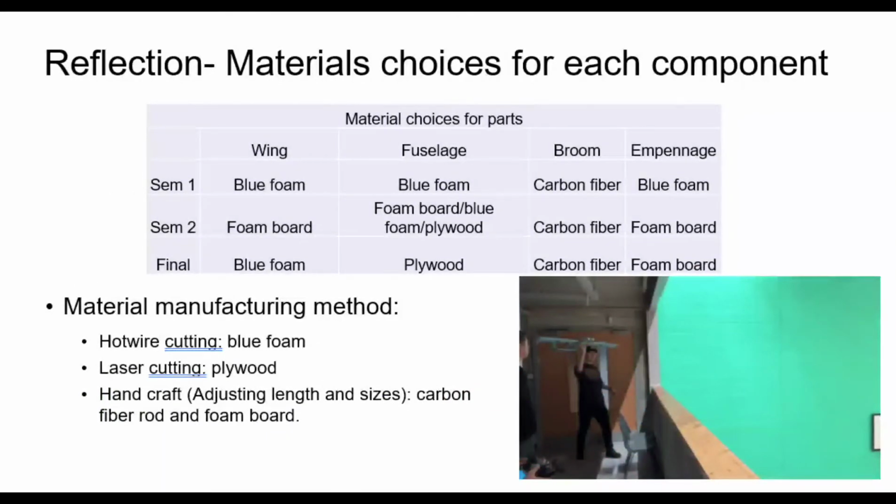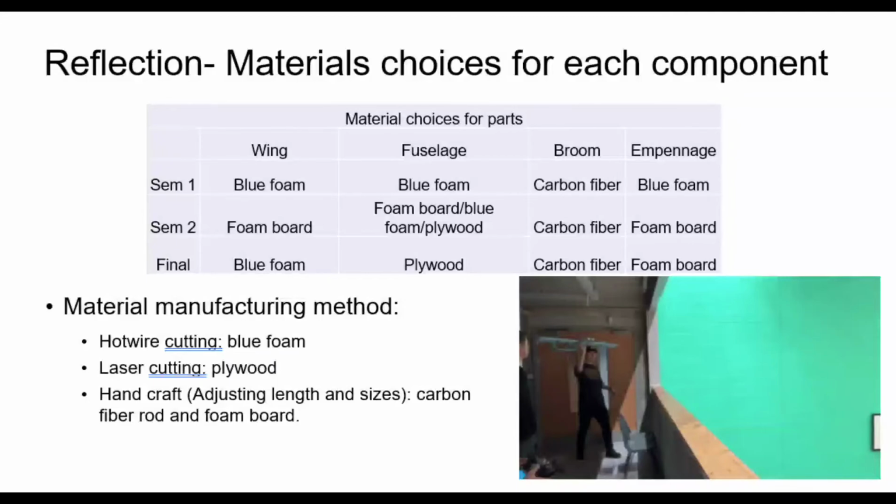Now, we move on to the reflection part. As the table shows, different materials for each part were tested throughout the whole project, and we concluded that each aircraft part should be built with a specific material. For the wing, we tested that the wing weighs 80 grams in blue foam and 120 grams in foam board, because foam board needs a rib structure, so there is extra weight expected.